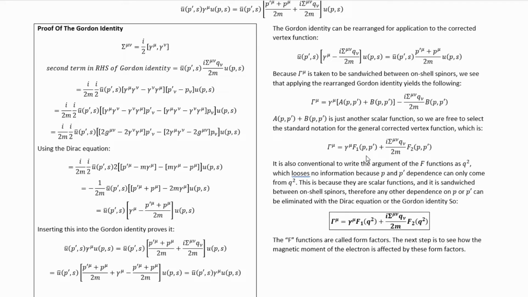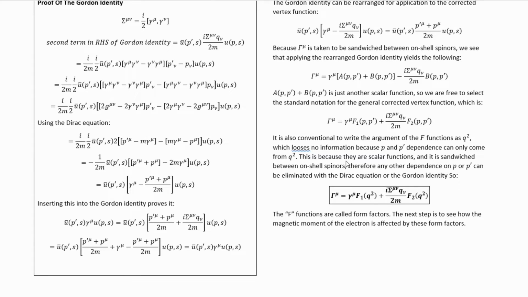There's one more thing we need to do. We need to replace this argument with q squared. And that just reflects the fact that dependence on p and p prime can actually only come into these factors via q squared.